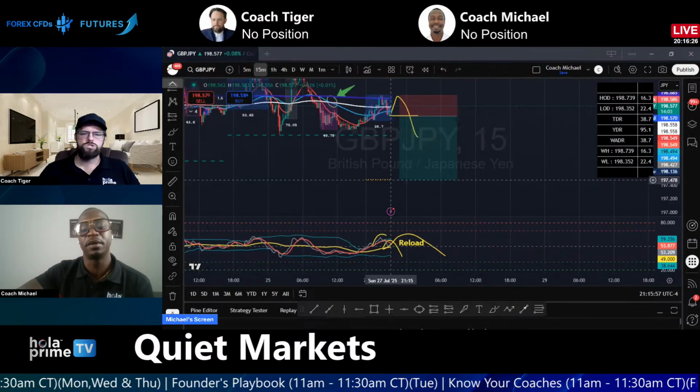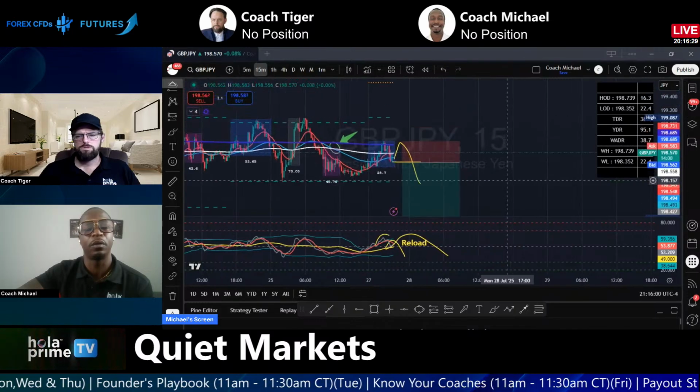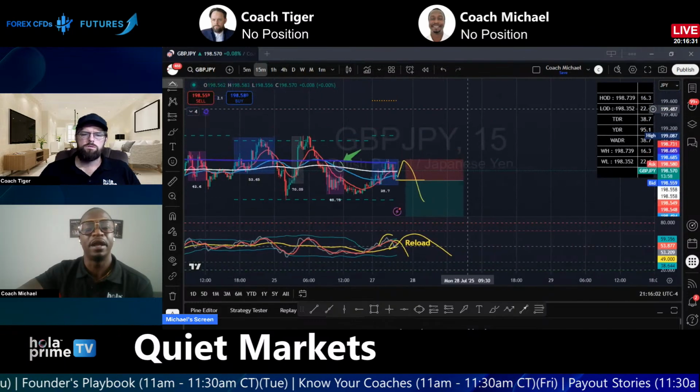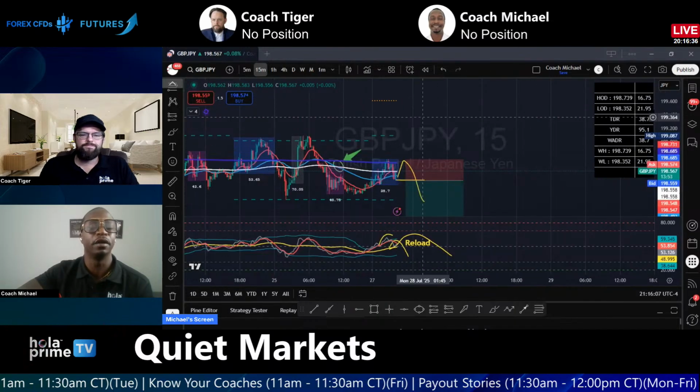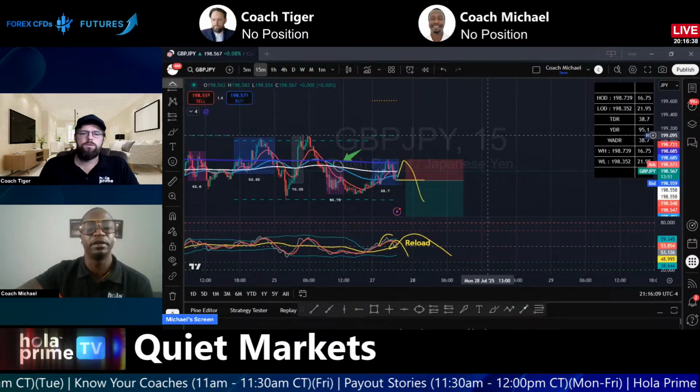So that average daily range high, average daily range low, this is pretty much as far as I would want to take it, no matter what side it's going. Nine times out of ten, I'm targeting this ADR high or ADR low. This is like my target zone for the most part.